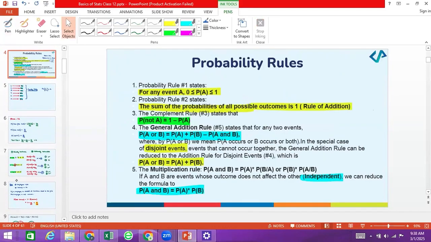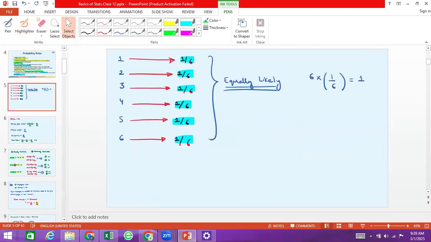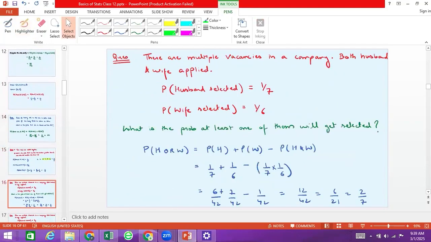Now we will discuss another rule that we conveniently skipped last time. That was this one. Probability of A and B is equal to probability of A multiplied by probability of B given A, or we can say probability of B multiplied by probability of A given B. We will first try to derive this whole thing, and then we will use this to solve questions.